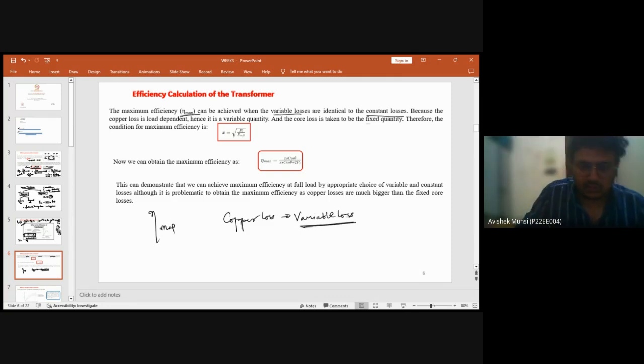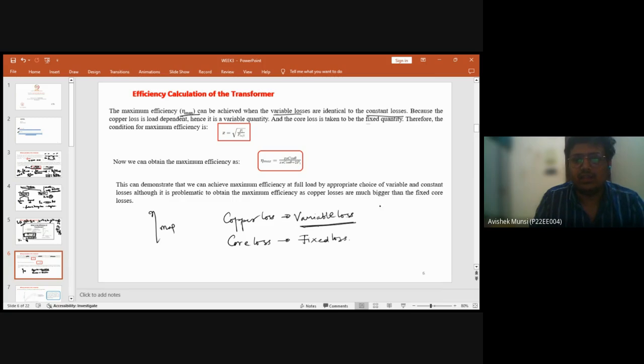You can say, don't worry. Copper loss is the variable loss. Why is it a variable loss? Because we don't know what our load will be. So depending upon the load, our copper loss will change. That is why copper loss is the variable loss. But core loss is the fixed loss.